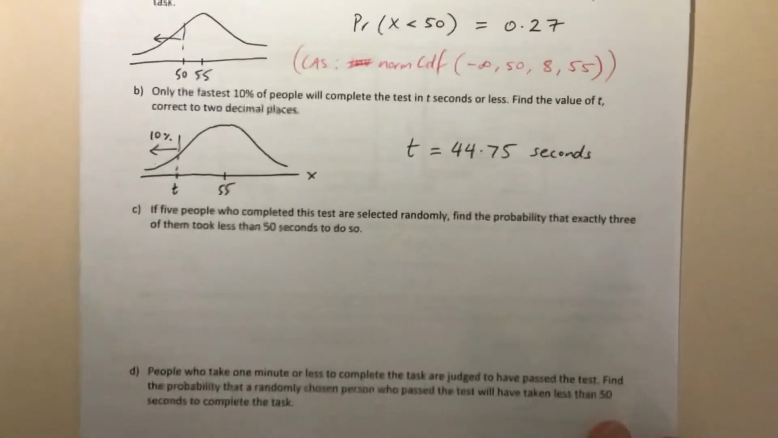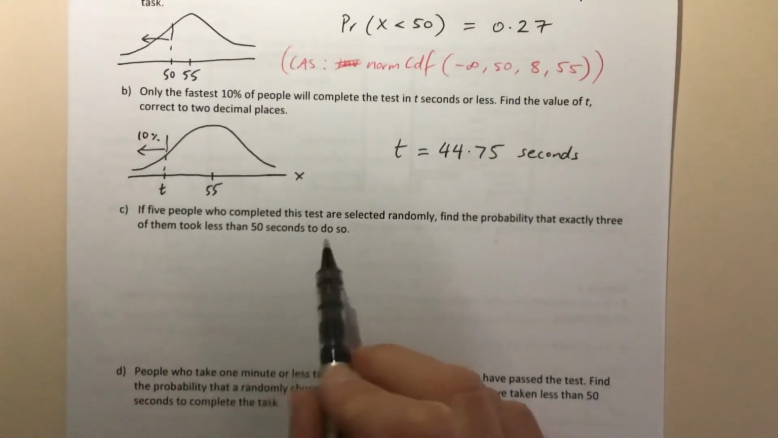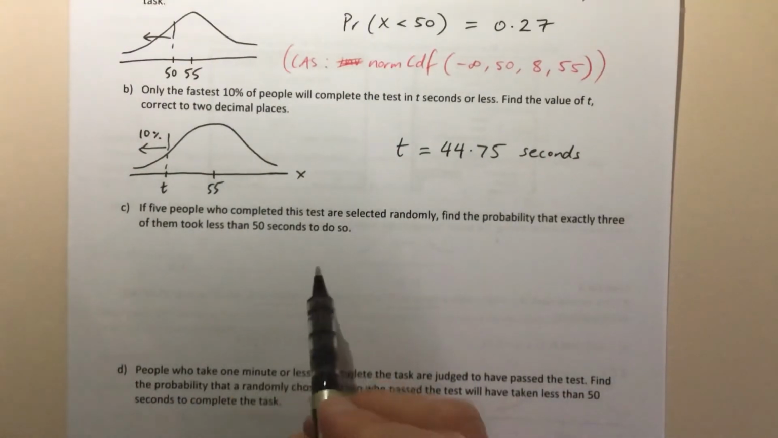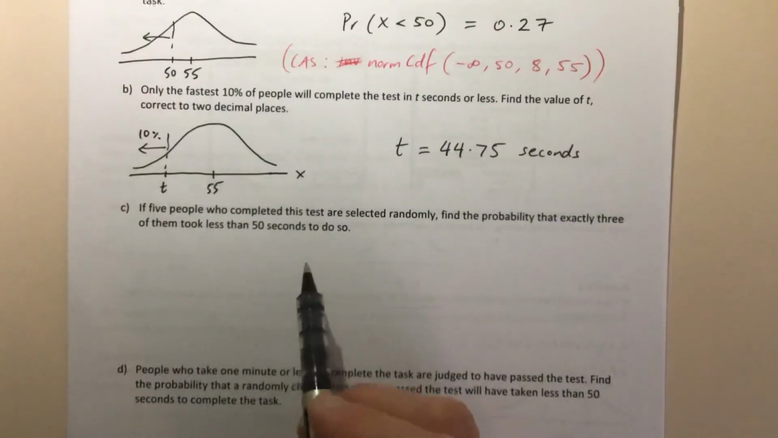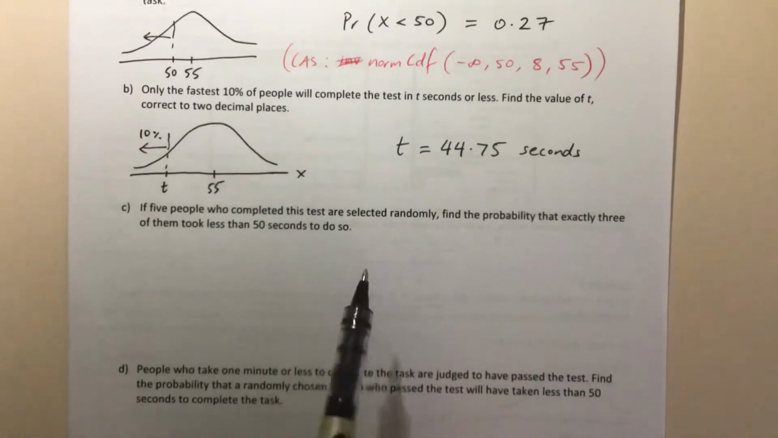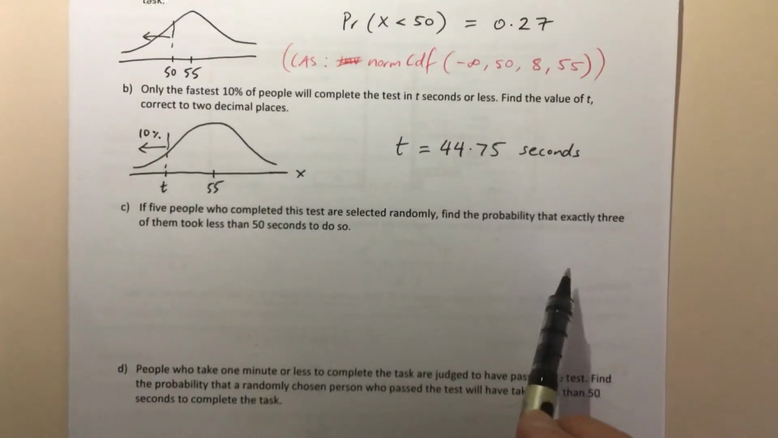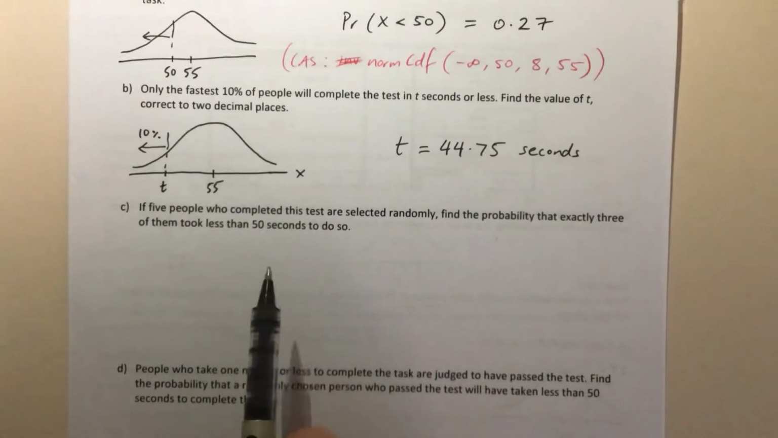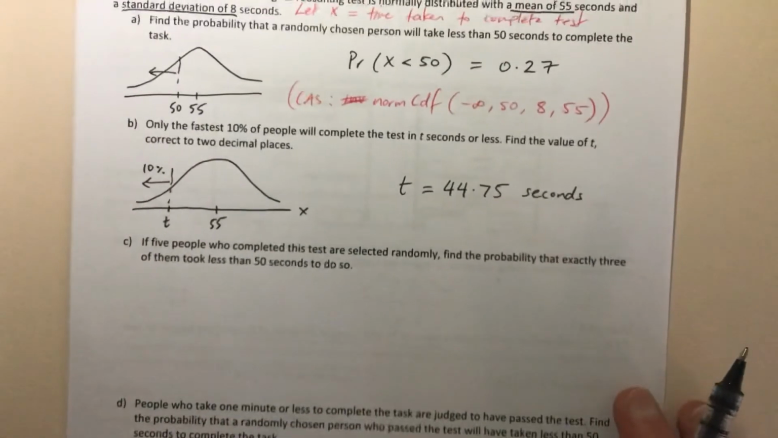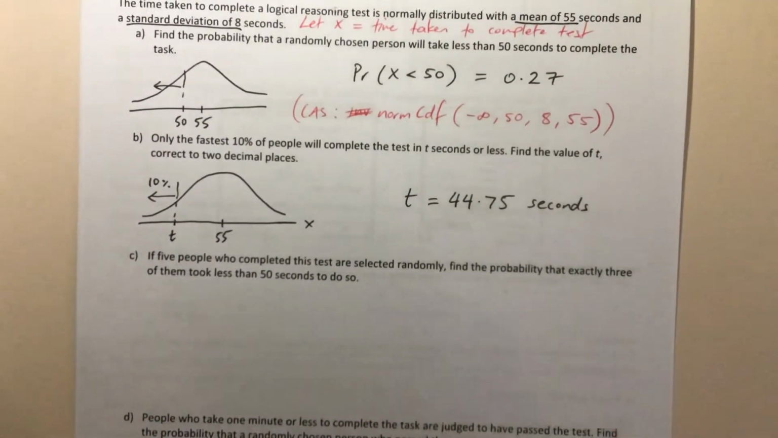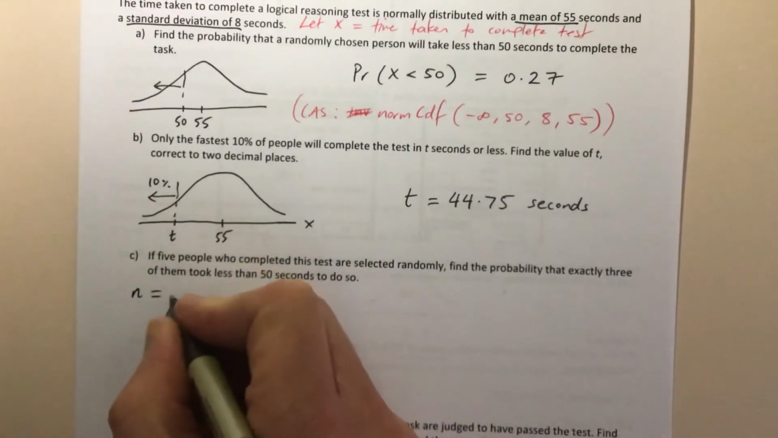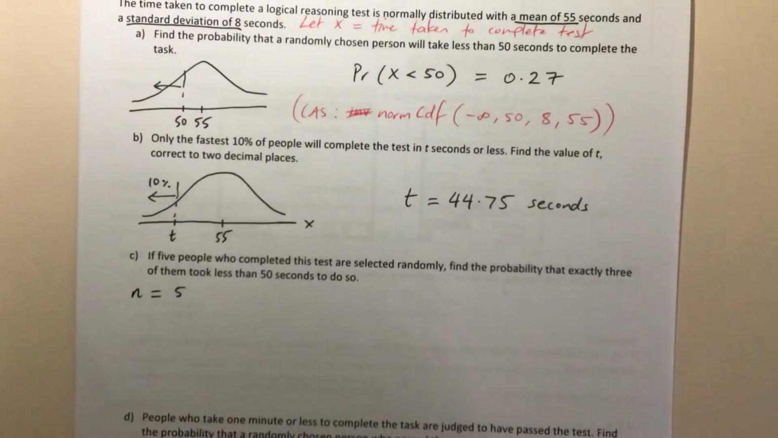Okay, if 5 people who completed this test are selected randomly, find the probability that exactly 3 of them took less than 50 seconds to do so. All right, so what that's saying is we're just going to pick 5 people randomly who have done the test already, and we want to know the probability that 3 of them took less than 50 seconds to do so. So there's a couple of things going on here. First thing is we're actually now thinking of a variable that is binomial, and that's because we're going to have 5 trials. All right, we're choosing 5 people at random out of all the people who completed this test.